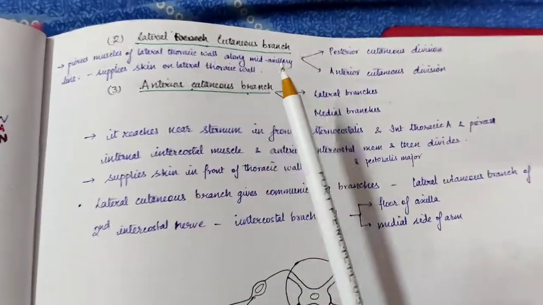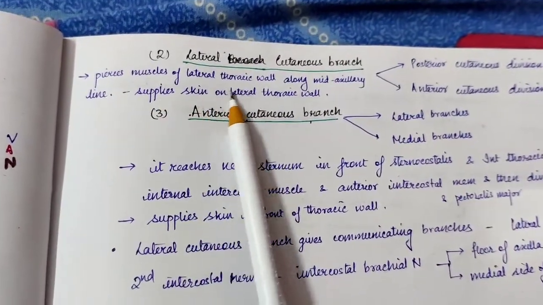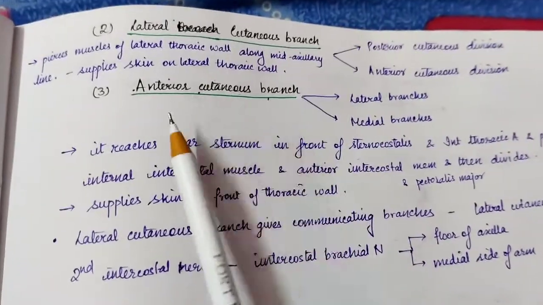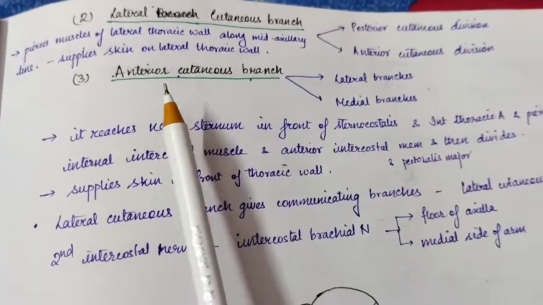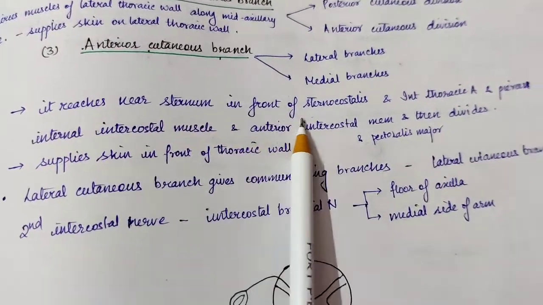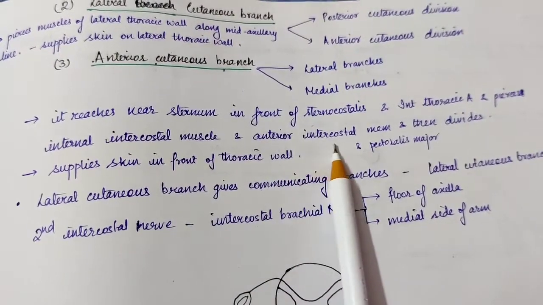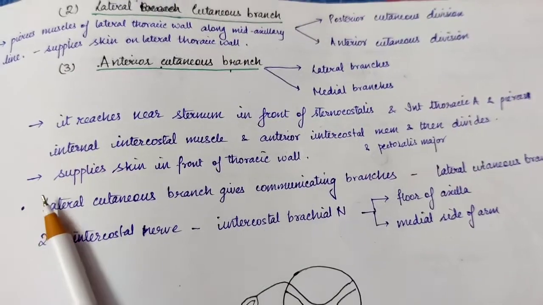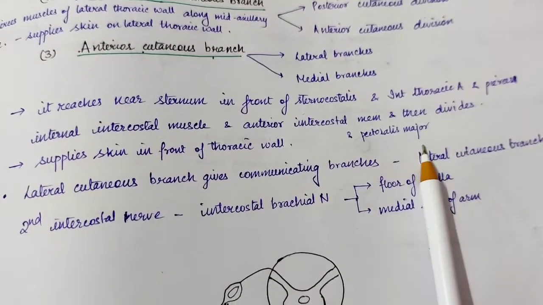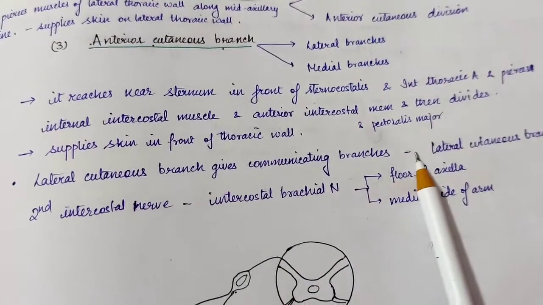Next, this was the cutaneous branch, and the next cutaneous branch is the lateral cutaneous branch, which I have already told, the posterior and anterior divisions. It pierces the muscles of the lateral thoracic wall and supplies the skin on the lateral thoracic wall. Then the anterior cutaneous branch has two branches again. It reaches near the sternum in front of the sternocostalis and internal thoracic artery, pierces the internal intercostal muscles and anterior intercostal membrane, and then divides. It also pierces the pectoralis major and supplies the skin in front of the thoracic wall. The lateral cutaneous branch gives communicating branches also.